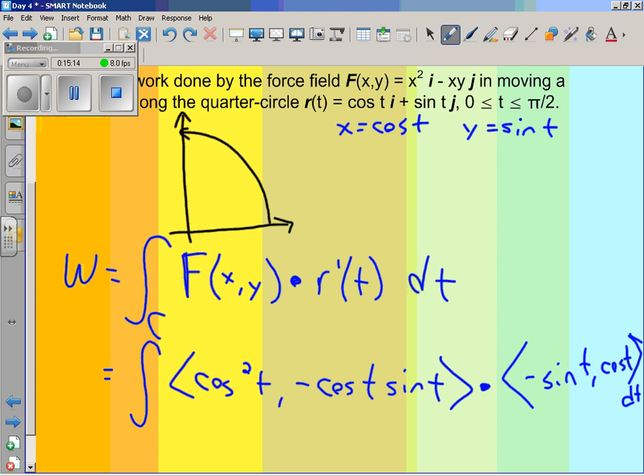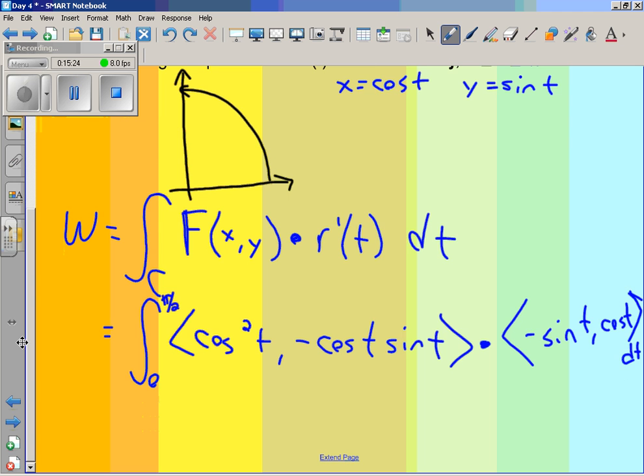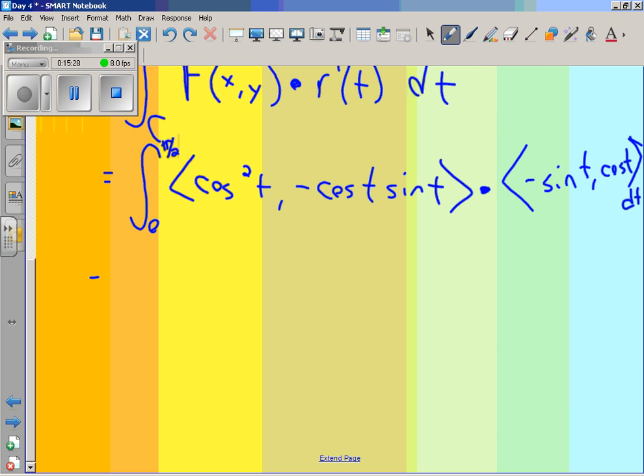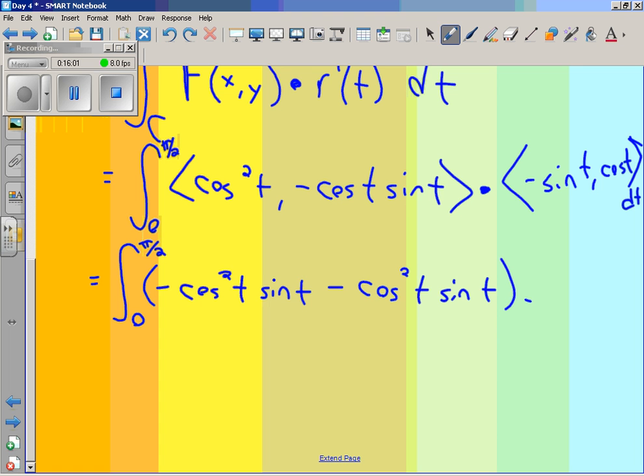Okay, and we're going to just be integrating from 0 to pi over 2. And we can kind of put this balance now that we switched everything to the t term. And luckily, I think this integral is going to work out to be relatively straightforward, because we're going to have cosine squared t times negative sine of t, so negative cosine squared t sine of t. And then we have plus, because it's the dot product, but we have this minus here, so we're going to have minus cosine squared t sine of t dt.